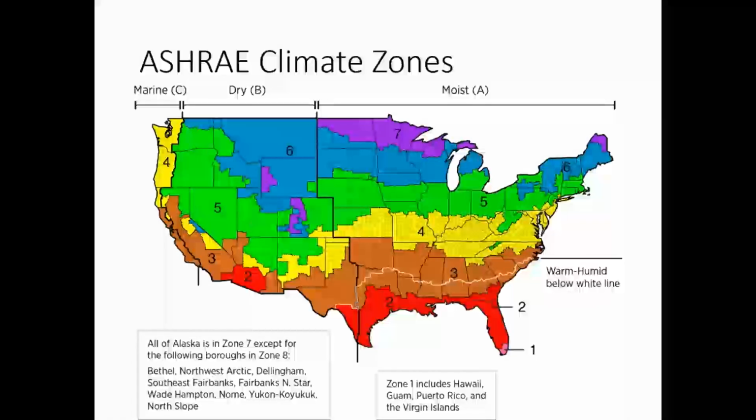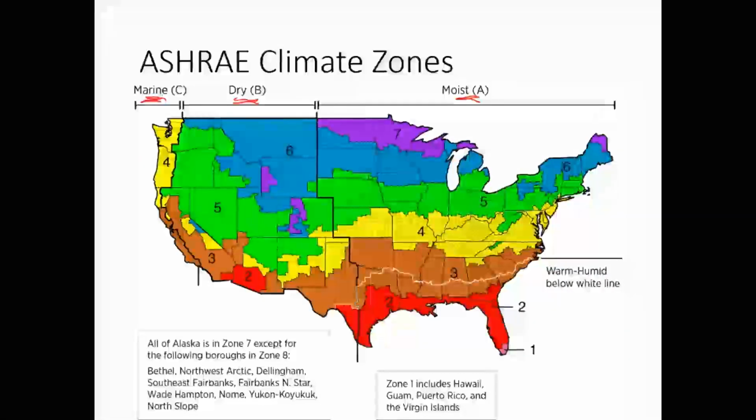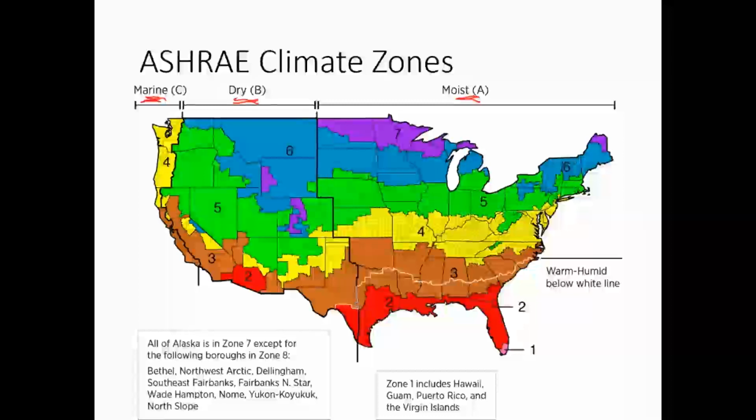The higher numbers represent colder climates, and then it's also split by humidity levels. So here you have moist, A is moist, B is dry, and then C is marine, where you have super humid areas where there's a lot of clouds, fog, high humidity, stuff like that, especially in the winter time, in the Pacific Northwest, stuff like that. So again, numbers are associated with temperature. There's another quiz question. Letters are associated with humidity levels.